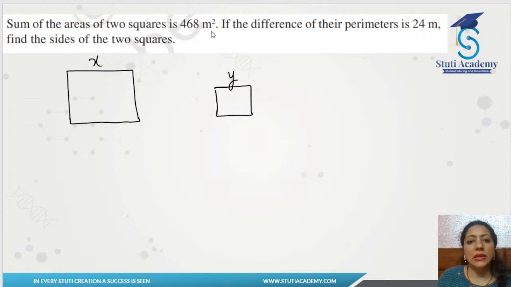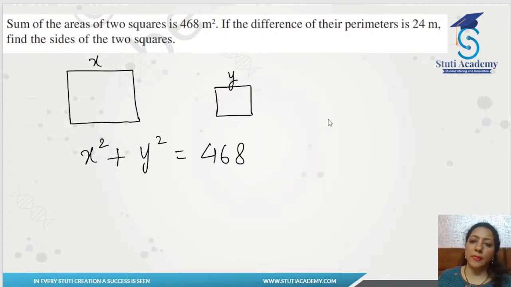Now the sum of the areas of two squares is 468. The area of this square would be side into side, that is x square. The area of this square would also be side into side, that is y square. The sum of the areas of the two squares is 468. This is given to us.